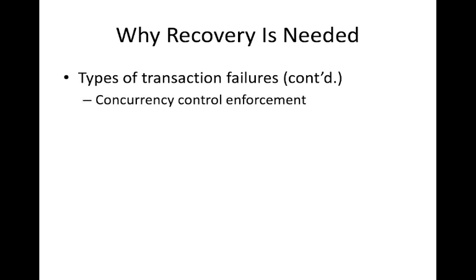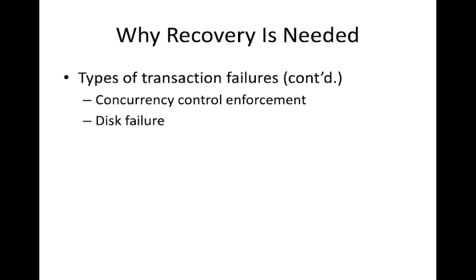Then we have another failure, which we call concurrency control enforcement. When we strictly enforce concurrency control, we may have to abort some transactions which violate serializability. We will be learning about this later. In order to ensure serializability, if a transaction violates it, we will be aborting it, and we have to restore the previous values. That is known as recovery.